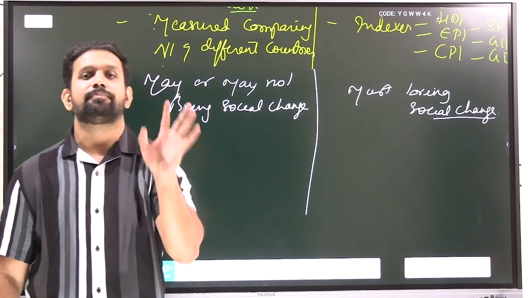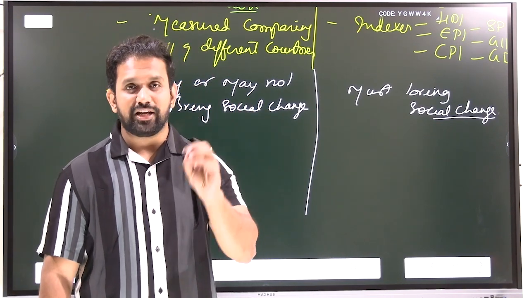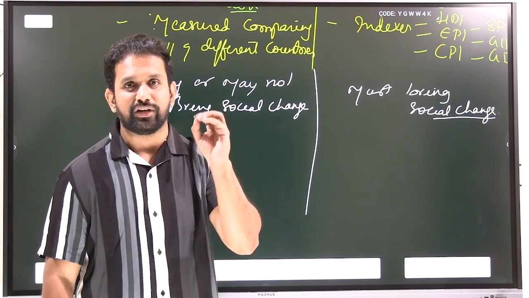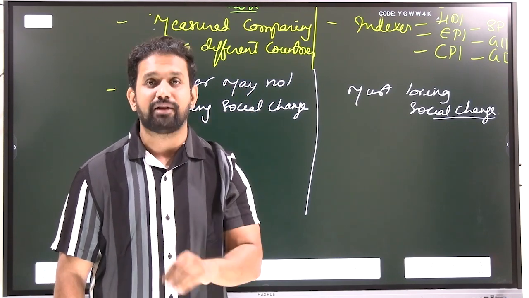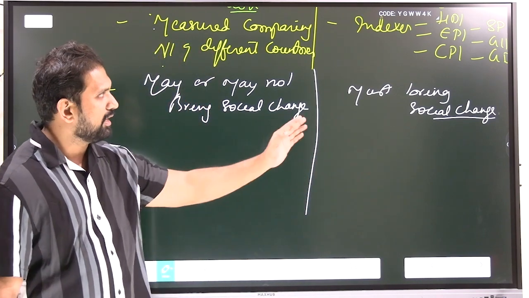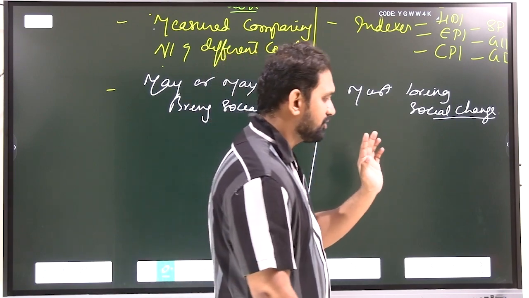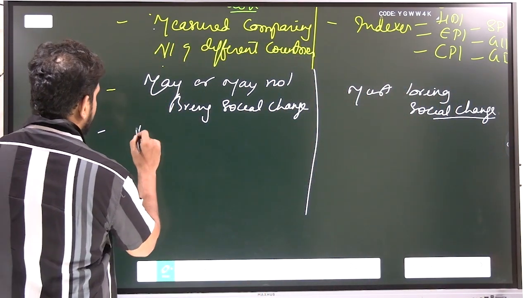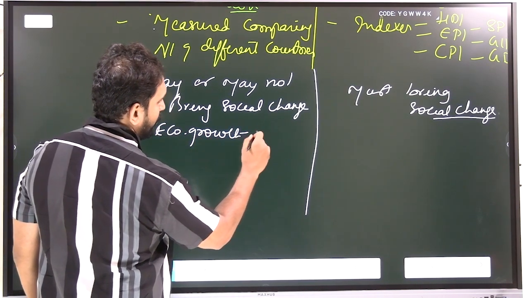Society should develop. Literacy rates should improve. IMR should decrease, MMR should decrease, quality of education should increase, the skilled population should be larger, women's participation in the labor force should be higher, women empowerment should be there, and financial assistance to the poor should be there. That's why, in economic development, if there is no social change, we will not call it development. Social change is a must.